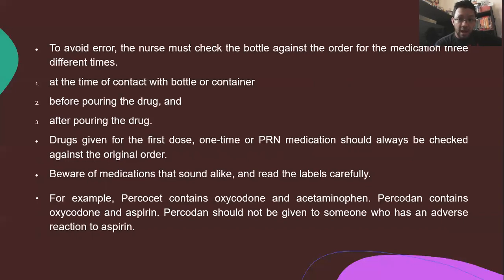There are examples that I have here of medications that sound alike. Let's say, for example, Percocet, which contains oxycodone and acetaminophen. Percodan contains also oxycodone, but contains aspirin. Percodan should not be given to someone who has an adverse effect or adverse reaction to aspirin. So you need to take note of the different drug medications. You need to check the spelling, the words of the drug, if they sound alike.